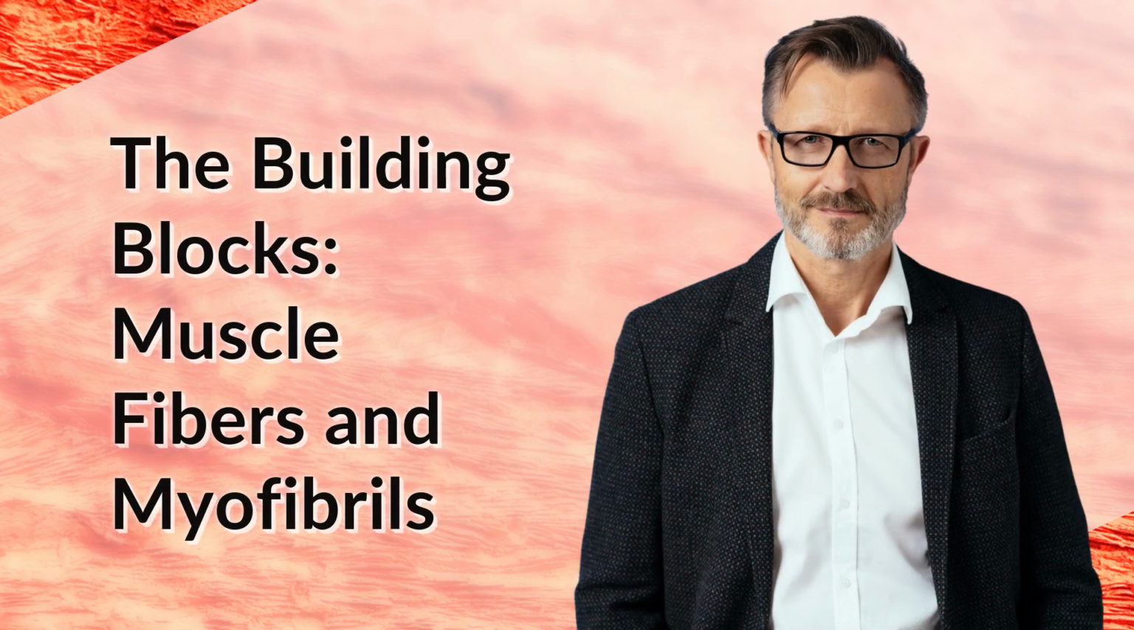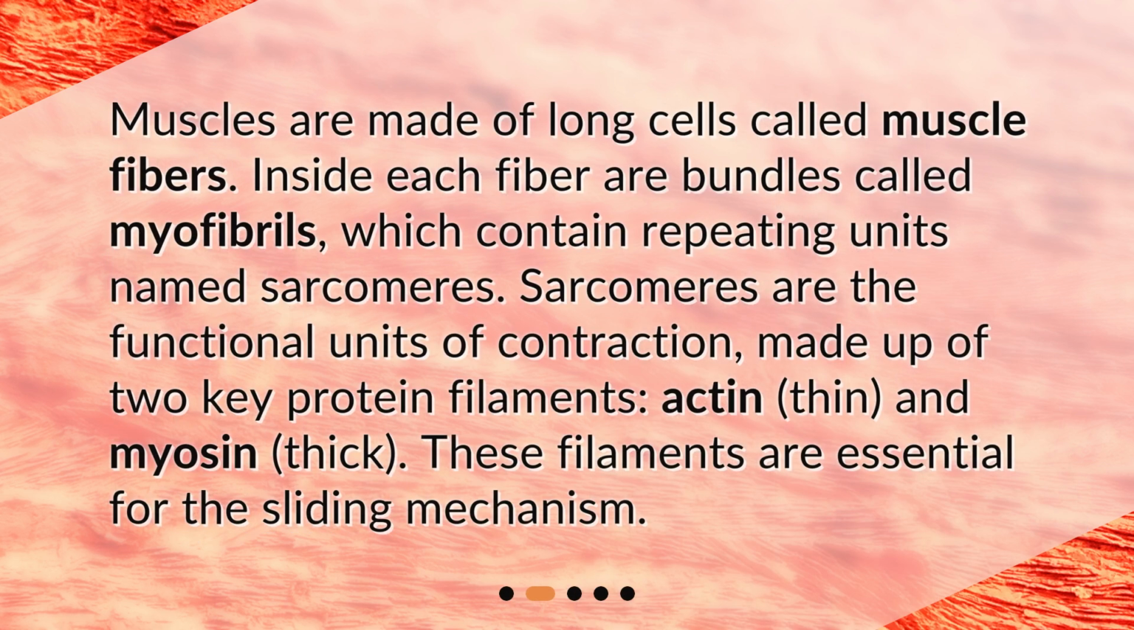The building blocks: muscle fibers and myofibrils. Muscles are made of long cells called muscle fibers. Inside each fiber are bundles called myofibrils, which contain repeating units named sarcomeres. Sarcomeres are the functional units of contraction, made up of two key protein filaments: actin (thin) and myosin (thick). These filaments are essential for the sliding mechanism.